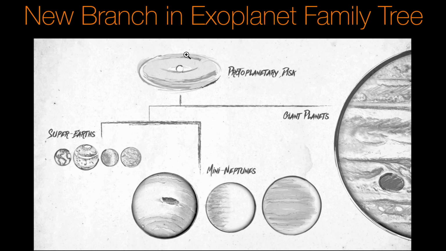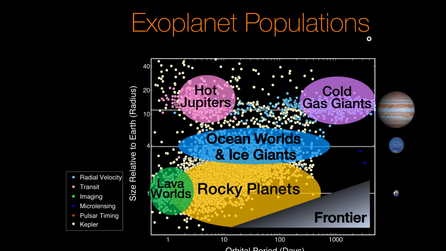So from the protoplanetary disk here, we'll have super Earths, basically planets that are larger than Earth in terms of both size and mass. We'll have mini Neptunes, we'll have nothing in between them, and then we'll have giant planets. And of course, there's terrestrial planets as well in there that are not shown here. Another way of visualizing this is using this particular exoplanet population. So here we have hot Jupiters, we have cold gas giants, we have ocean worlds and ice giants, rocky planets similar to Earth, lava worlds, and the frontier here, I guess, refers to everything in between.